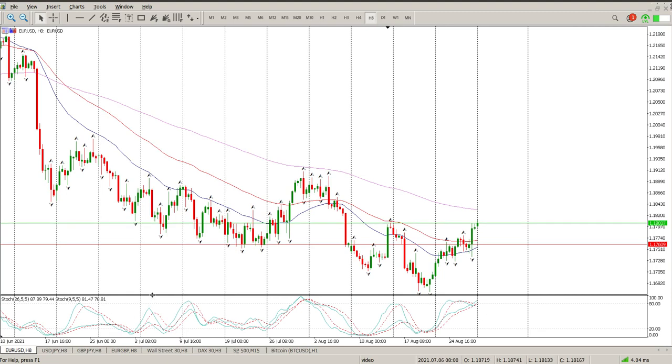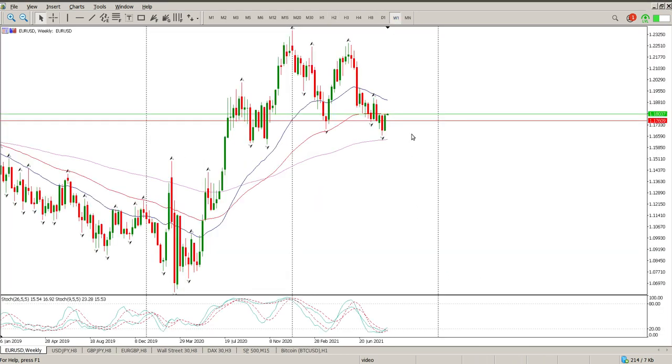So starting off with Euro USD as normal, you can see last week was pretty much a green week if we come into that. You can see it's been up and down, up and down, up and down.